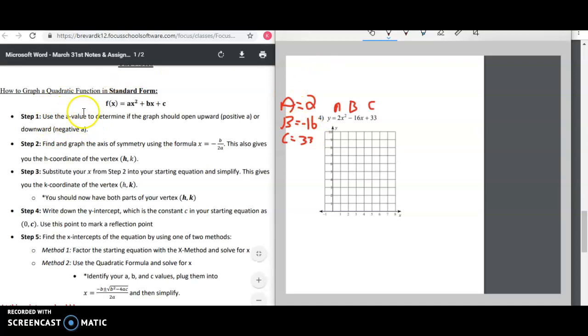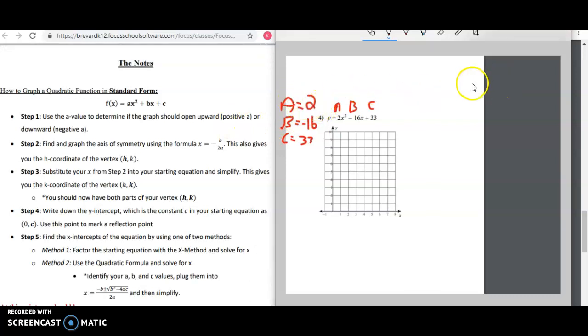So, according to step 1, if my A value is positive, it will open up. If it's negative, it opens down. Well, my A is a positive 2, so I know my graph is going to open up.